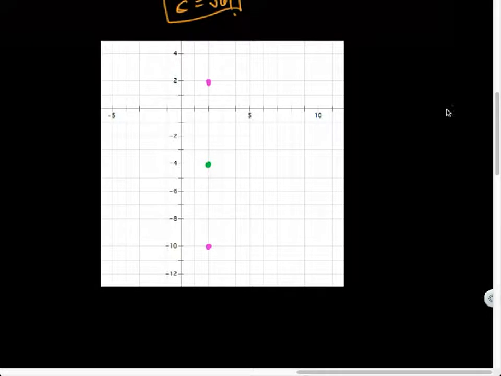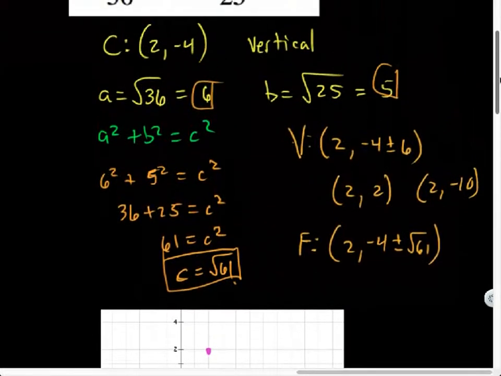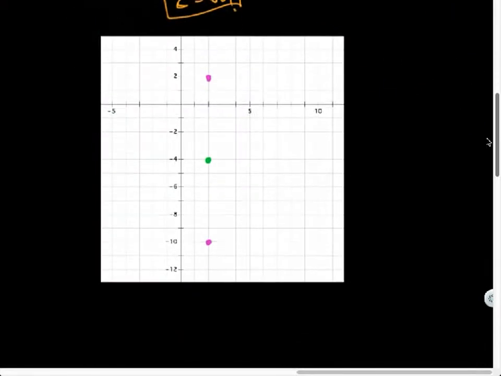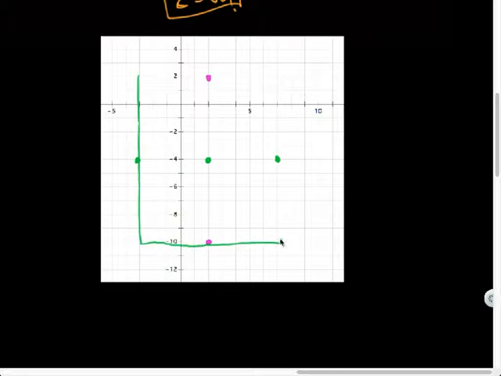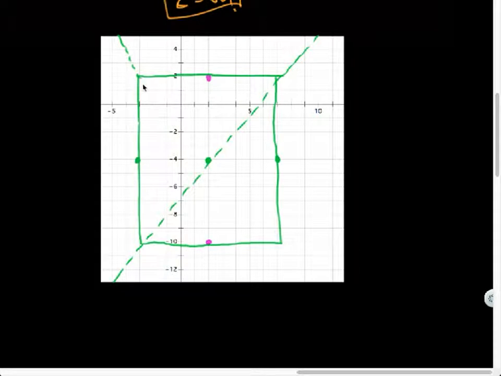Move b units to the right and left from it, which these points are not on the graph. b was the value of 5. So 5 over would put me at 7 here, and 5 this way would put me at -3. And I'm going to draw the little box. The reason I draw this box is that I'm interested in its diagonals, because those are my asymptotes.